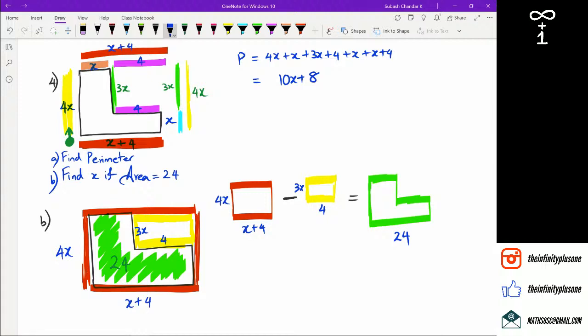Yes, Evan, you can actually cut the rectangle into two parts as well. That's absolutely fine. You can do it that way as well.